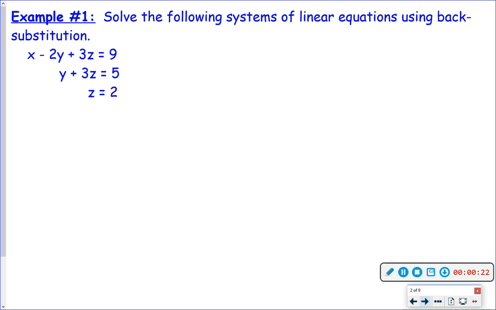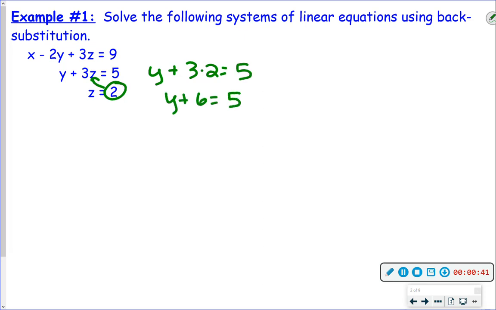Solve the following system of linear equations using back substitution. So super nice, they are giving you one of the answers. You know z is 2. So you are going to work your way backwards through the system. Go to your middle equation, and now we're going to replace the z with 2. 3 times 2, of course, 6. And we're going to subtract 6 off of each side. Y is negative 1.